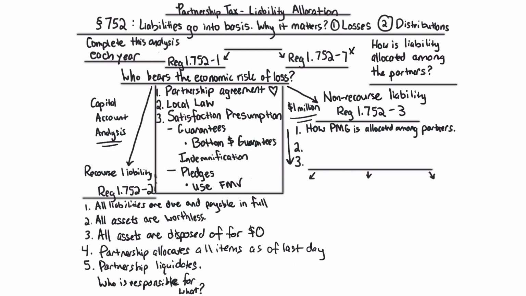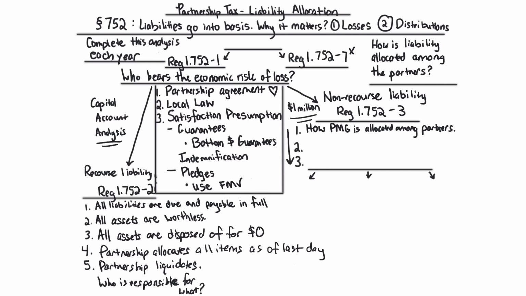If there is any PMG, there might not be any PMG. There might not be enough. We might have $1 million of non-recourse liability. There might only be $400,000 of PMG that year. But remember, we're doing this each year. So this year might be $400,000 of PMG. We allocate step 1 according to how we share the PMG. But next year, it might be $600,000 of PMG. So that's how you see this can change each year. The liability allocation can change. So first thing is how the PMG is allocated among the partners.